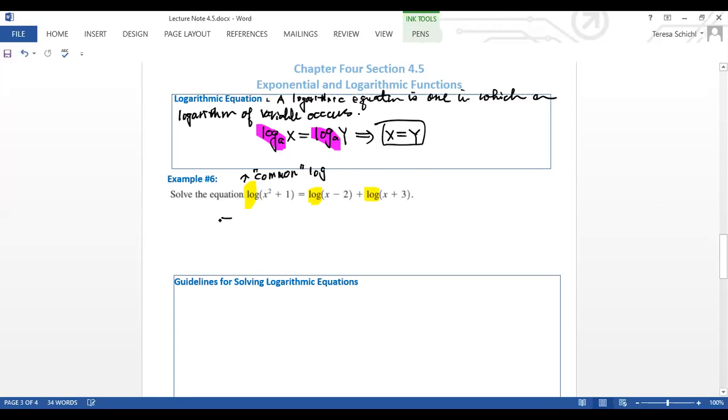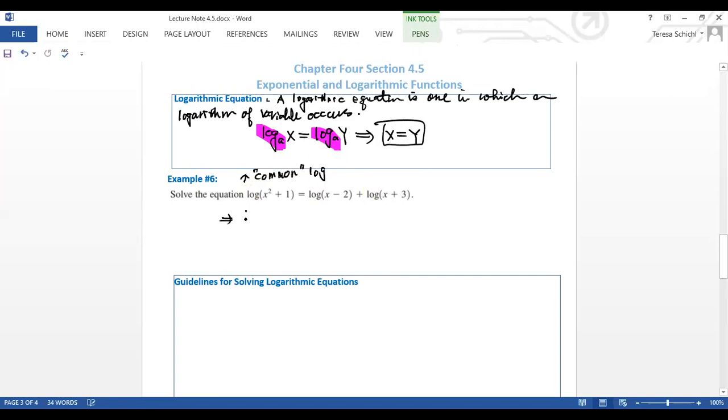Okay, so now I cannot just look at the equation here. This is log of x squared plus 1 equal to log of x minus 2 plus log of x plus 3. I cannot just cancel the log, because that is only allowed if you have log versus log here, right?